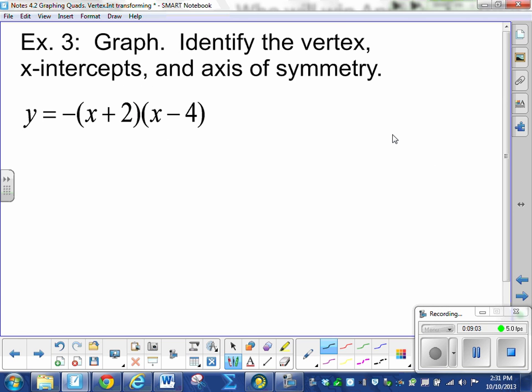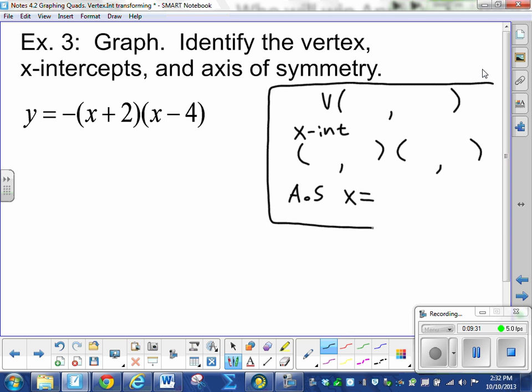With this one, identify the vertex, x-intercepts, and axis of symmetry. We'll put the stuff that we're supposed to be finding over here. So V for vertex, x-intercepts. We know there's going to be 2 of them, otherwise it wouldn't be intercept form. Axis of symmetry is going to be x equals, and remember that's going to match up with your vertex. This is the information that the question is asking, so this is what you're going to box. I just put it there first so we don't forget anything.